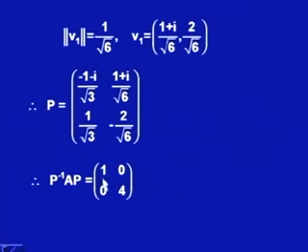So, P inverse AP is a diagonal matrix, and the diagonal elements here are the eigenvalues of the matrix A. They are 1 and 4. So, in this way we say that A is unitarily diagonalizable.